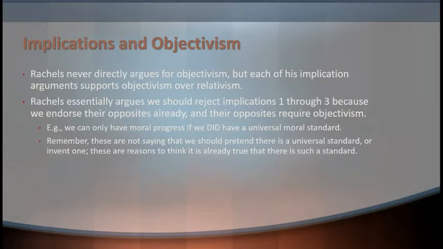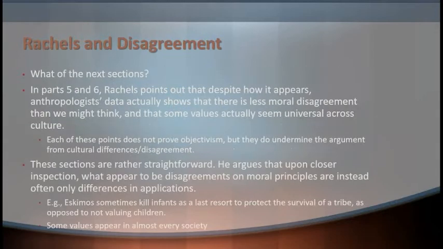Remember, these implications aren't saying that we should pretend that there's a universal standard, or that we should create a universal standard. These implications are saying that we have reason to think that it's already true that there is, in fact, such a thing as a universal moral standard. I keep stressing these points because this is a common misconception that students often have when talking about objective morality. It's not that we just think that there are universal moral standards, it's that we should think, and that we're correct in thinking, that there are universal objective moral standards. So, that's that segment of the article.